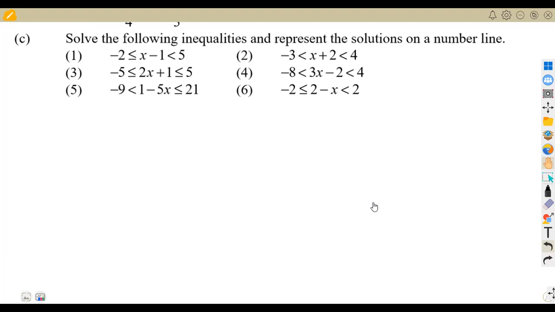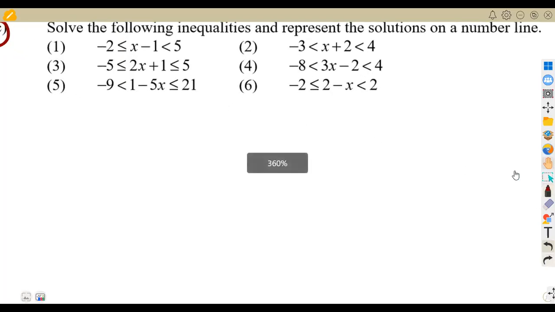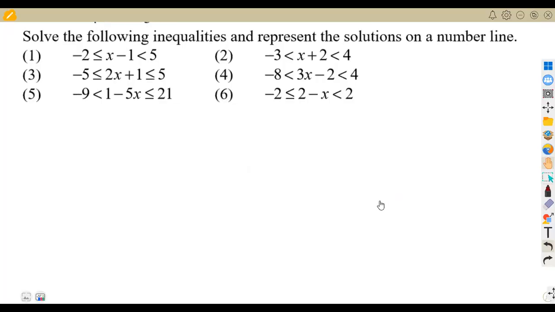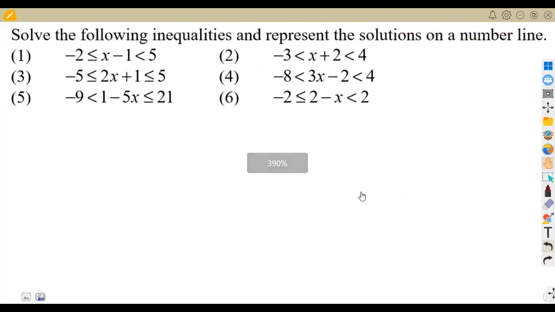Part C is of compound inequalities. Remember, we talked about compound inequalities as a separate class. I told you that these are inequalities where there are two inequality signs on the same inequality. We're going to work with two inequality signs. So for these questions, we are asked to solve them and also to represent the solution on the number line.